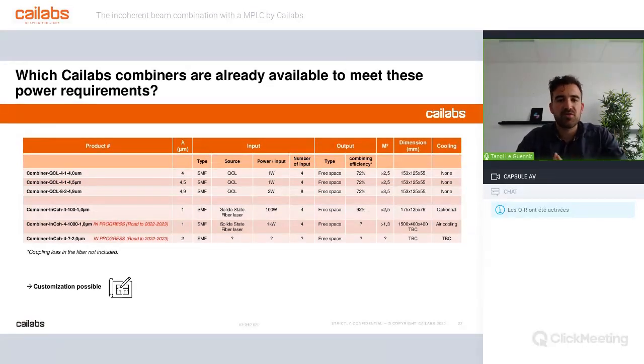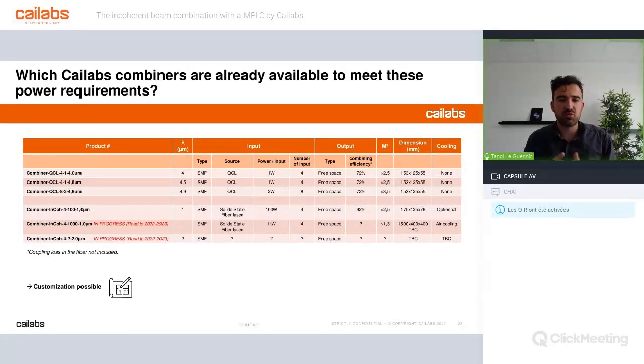To meet the customer power requirements, we propose already a list of products available for your project for incoherent beam combination. It's divided today in two ranges of wavelengths: the mid-infrared one and the one at 1 micrometers. I will explain after two case studies in the next slide for each range. Customization is of course possible. For example, we have in mind new targets to develop kilowatt combiners at 1 micrometers in 2022, 2023.